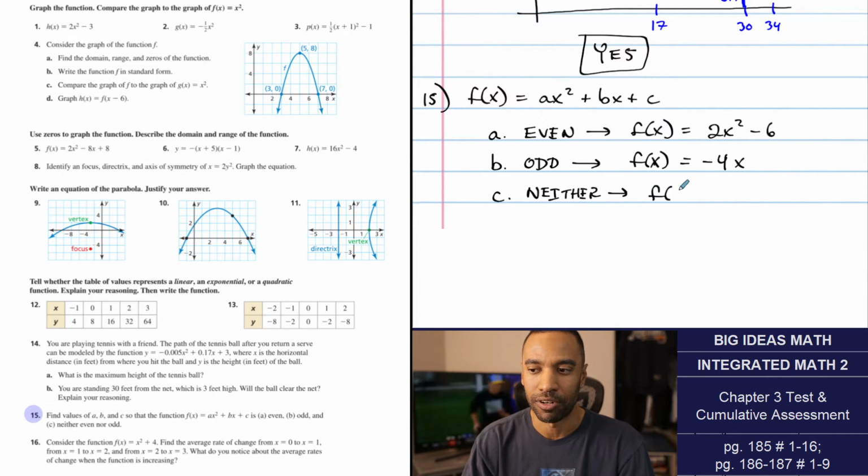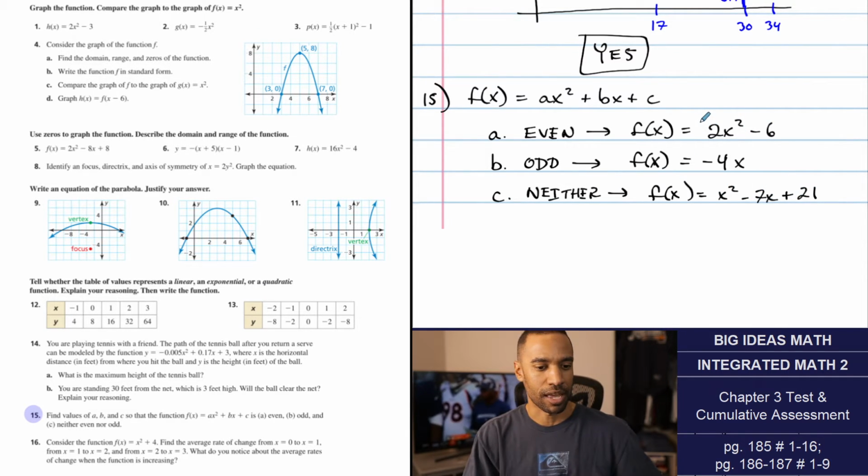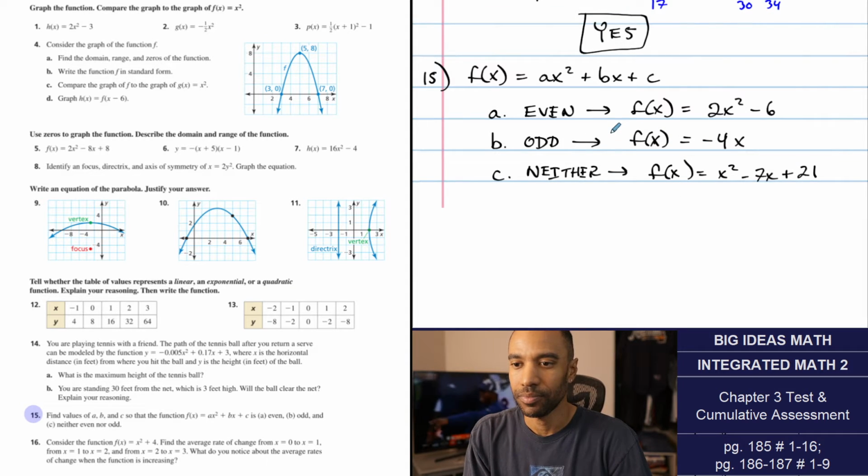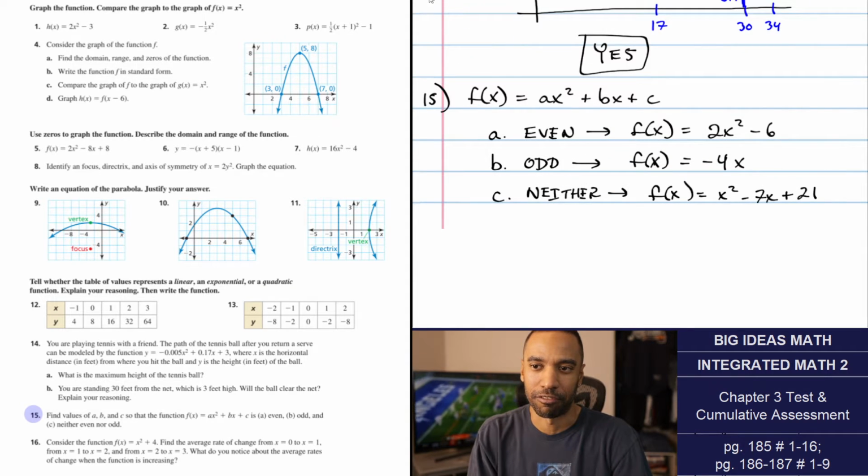So I'll make up whatever. f of x equals x squared minus 7x plus 21. That's going to be a neither case. That's all that I'm really getting from that.